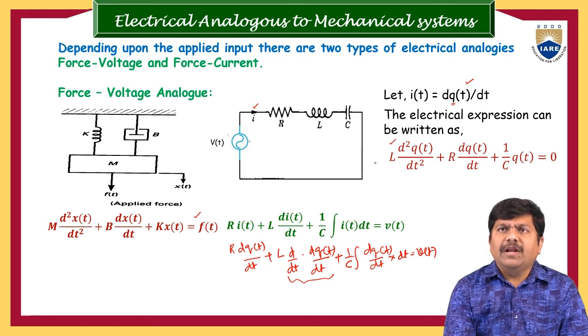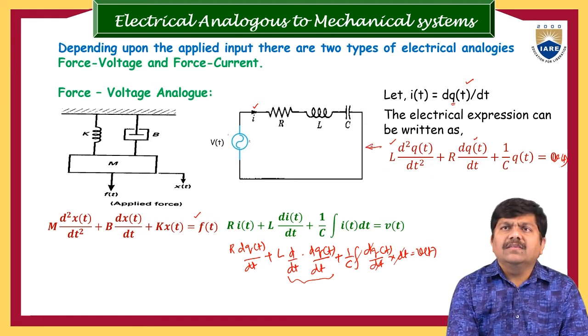I am writing it here. Next one is R into dq(t)/dt, plus the last term, 1/C integration over d/dt. So integration and d/dt get cancelled. The remaining one is 1/C into q(t), and this dt also gets cancelled, and this d and this integral get cancelled. So finally 1/C into q(t) is equal to v(t). So this is the mathematical equivalent of the given electrical system.